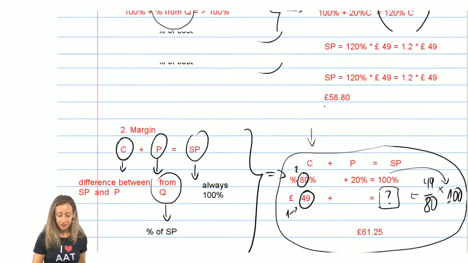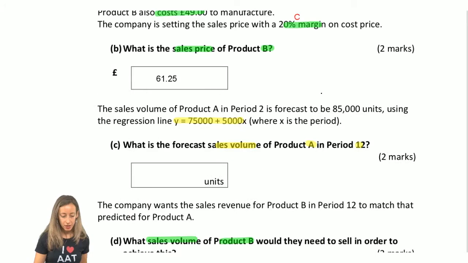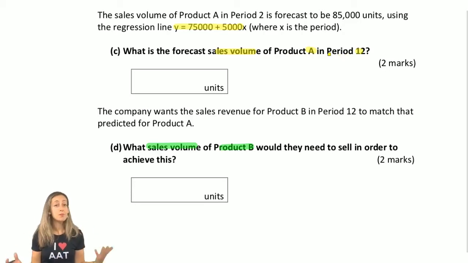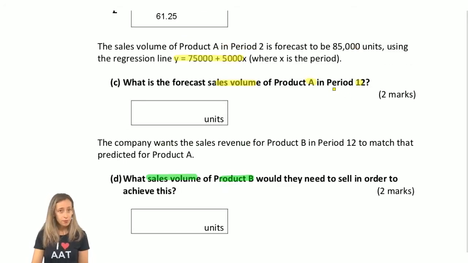Now let's see what other things we had. Did we have the equation of straight line in part C? So we're told the sales volume of product A in period 2 is forecast for 85,000, okay, using the regression line, whatever. And to be fair, this totally doesn't matter to us because we're looking for the sales forecast volume of product A in period 12. So before we do it, let's remind ourselves of the meaning of this regression line, how we can use it for forecasting. Do you all remember that?